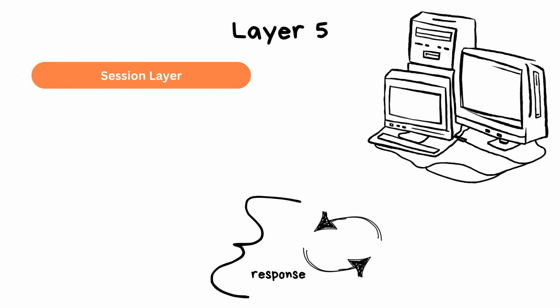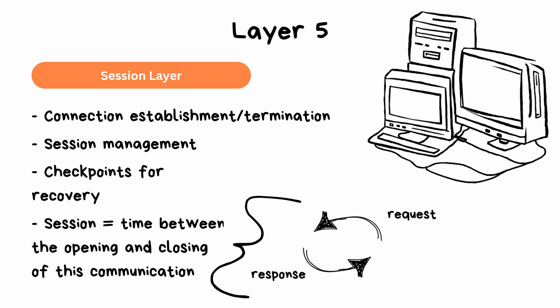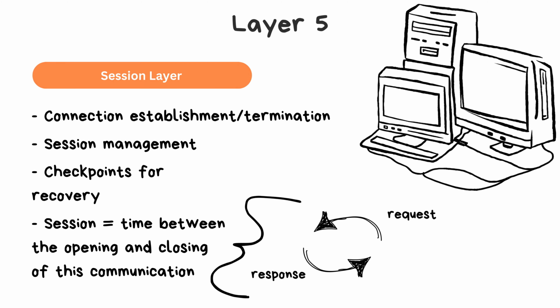The session layer is all about making connections. It sets up a session between your computer and the recipient's. This layer keeps track of the conversation, making sure the connection stays open until the email is fully sent. Think of it as making a phone call. Once the connection is established, the conversation can begin.